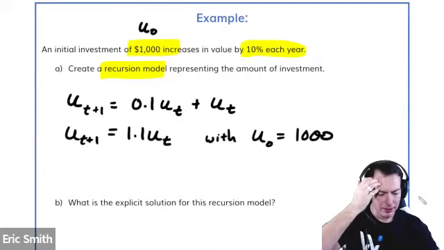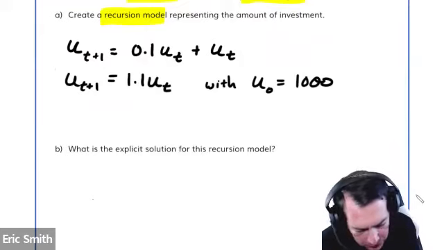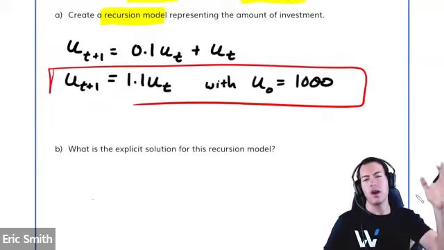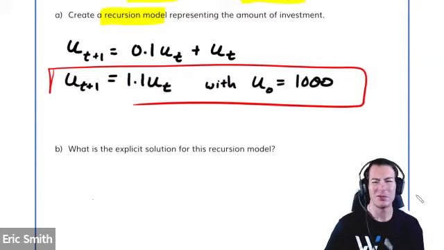Excellent. All right, the next part of this really says, well, what is the explicit solution for this recursive model? So we have a nice recursive model. It's based off of previous generations. But if I want to jump down to the 100th year, I don't necessarily want to use this as a model, just because I'd have to do it like 100 times in a row to figure out what's happening in that 100th year. With an explicit model, we can just jump to 100 and get it.